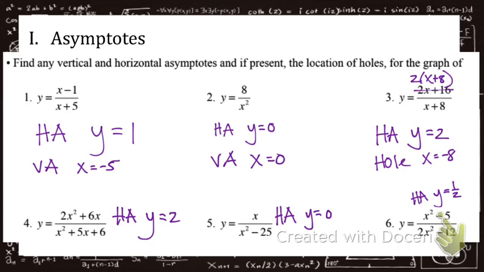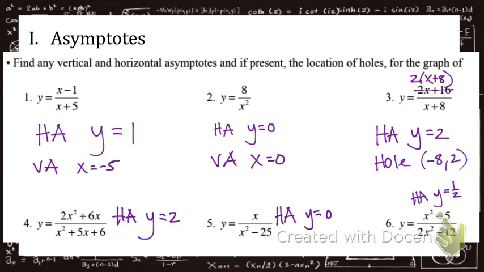And to find the actual location of that hole, like the point that it's at, if you plug -8 back into the function after it's been simplified, so once I get rid of x plus 8 on top and bottom, I'm left with 2. There are no x values left after I simplify the x plus 8, so it's just 2. So if I wanted to write that as a point, it would be -8, 2.